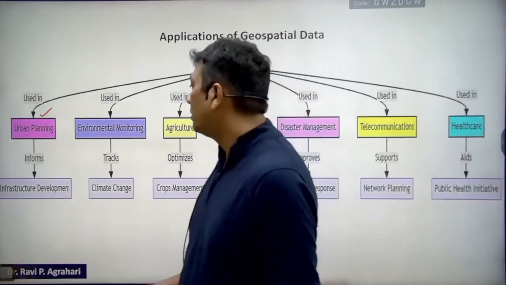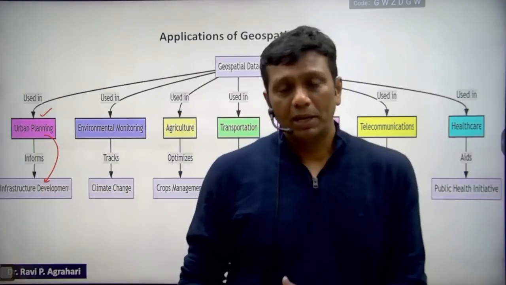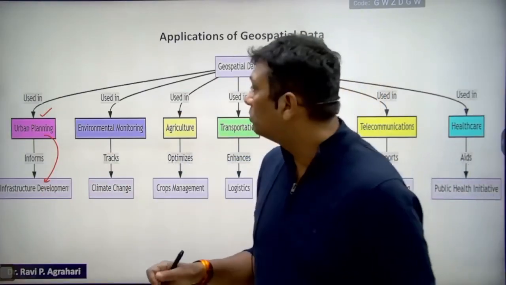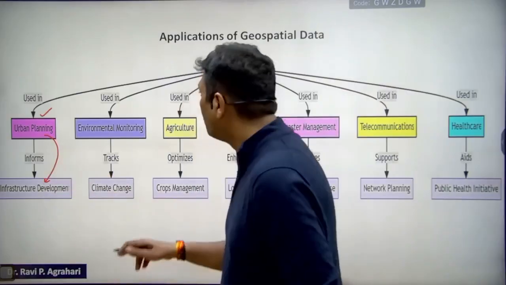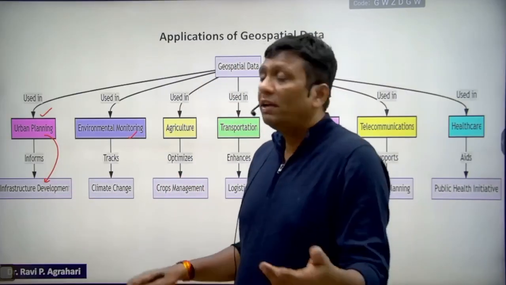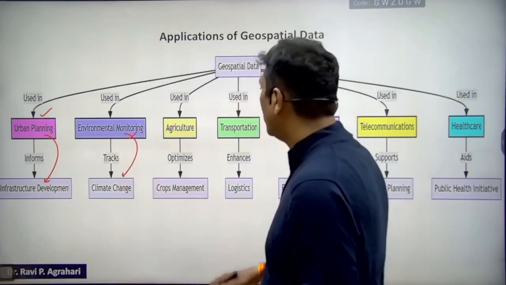Okay, urban planning will be helpful for infrastructure development in cities. Building construction, road construction, bridge construction, everything you can observe with the help of geospatial data. Second one, environmental monitoring, and with the help of environmental monitoring, even climate change features you can watch very easily, guys.